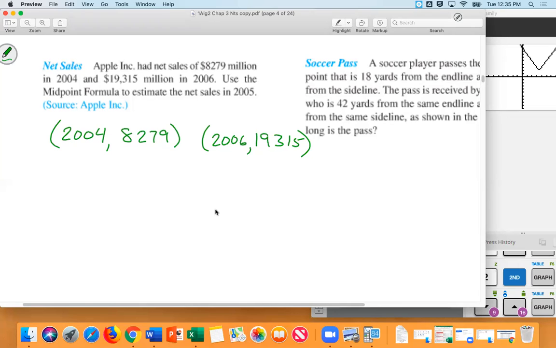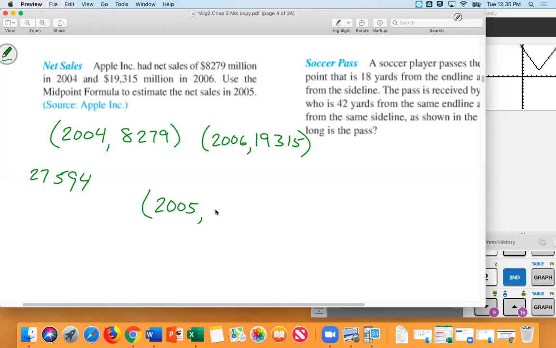Now, we already know in between 2004 and 2006 is 2005. But it's not as easy, right? Now how do I do it? Well, now I've got to use my calculator. So what you want to do is add 8,279 plus 19,315. You're going to get 27,594.